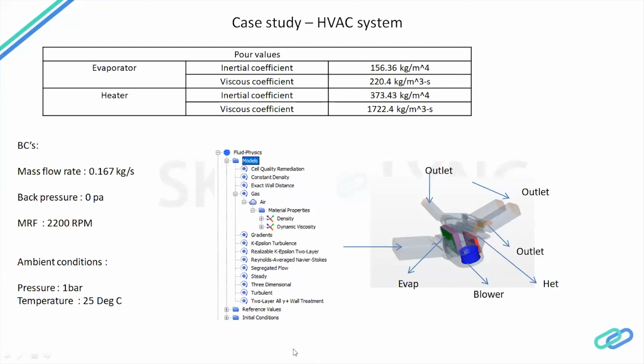So if you see the physics of this problem, how you solve this type of problem, we have a constant density. The density will be calculated from pressure and temperature, and the exhaust wall distance talks about the boundary layer, and this is the gas. In gas, it is air. We have density and viscosity as the key input parameters. And gradient talks about flow gradients, and we have turbulence.